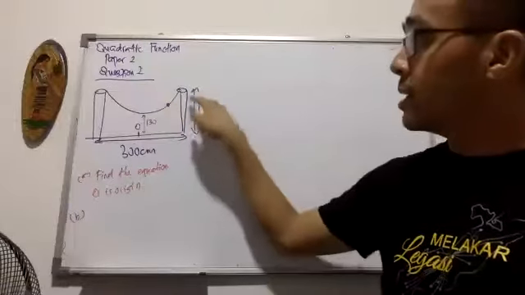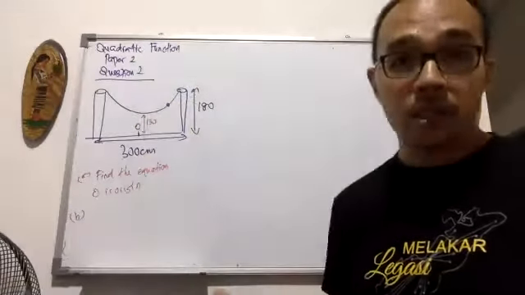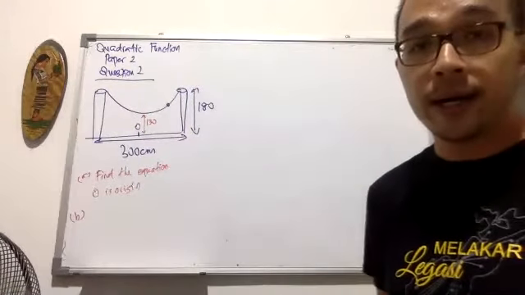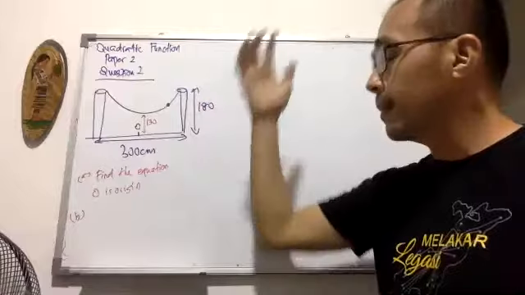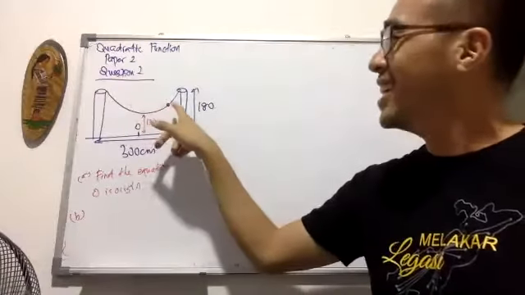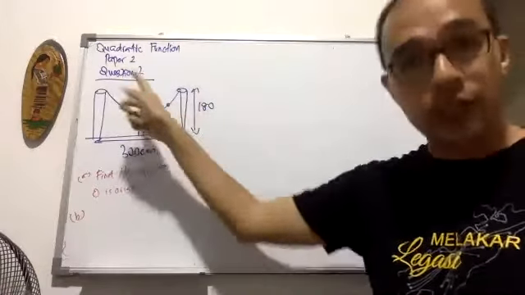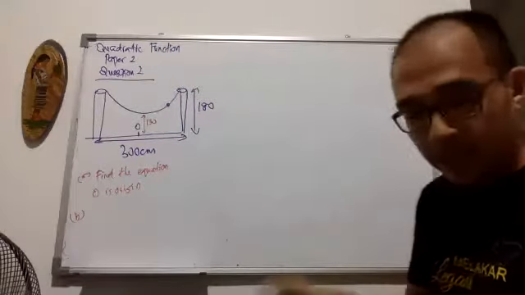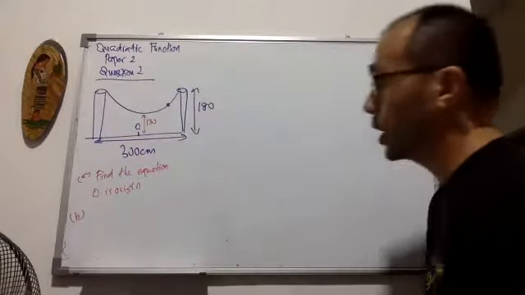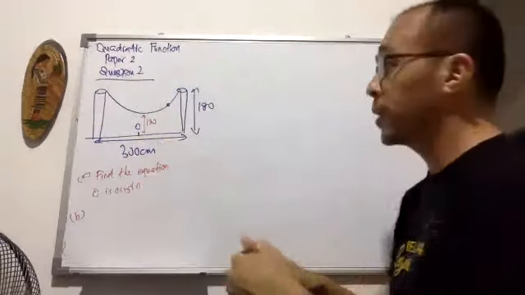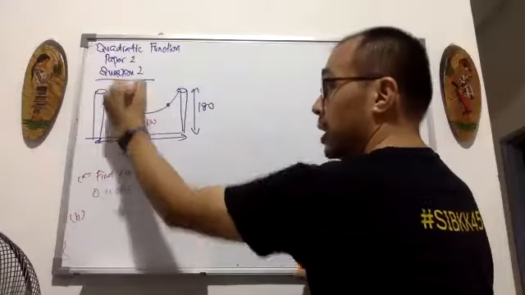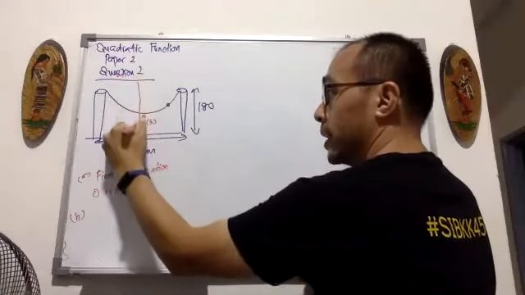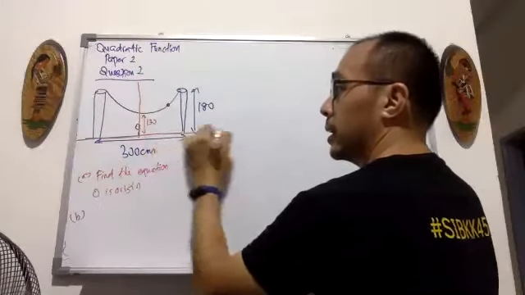Basically, if this is a curve, we are asked to find the equation of the curve. Okay, so I'm going to use another color. Since they say this is 0, since this is the origin, I'm going to draw my axis over here like this, and like this.